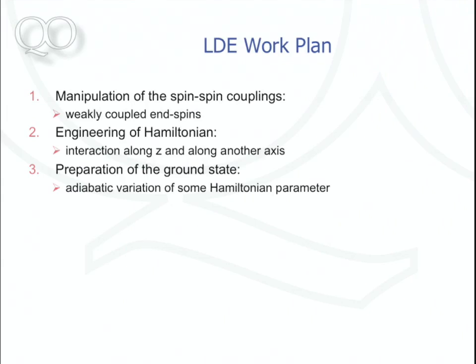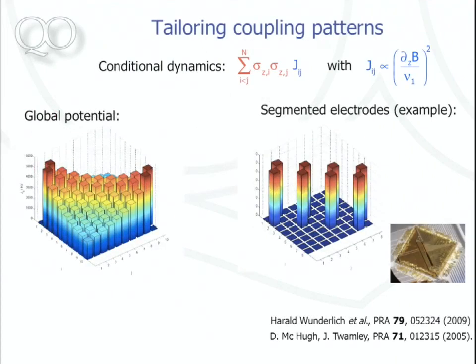So first we need these weakly coupled end spins. In our scheme, the end spins are most strongly coupled, so we have to do something about this. Then we need to engineer the Hamiltonian to get interactions along Z and along other axes, and then we prepare the ground state of some non-trivial, interesting Hamiltonian by adiabatic variation.